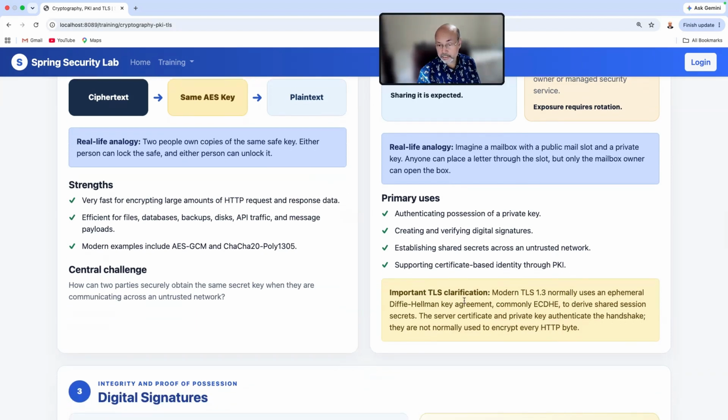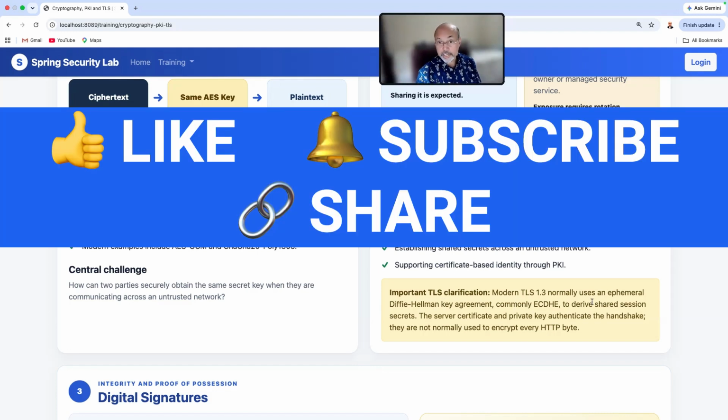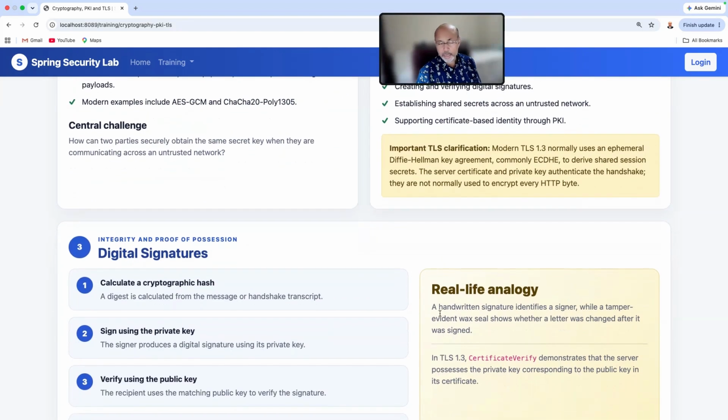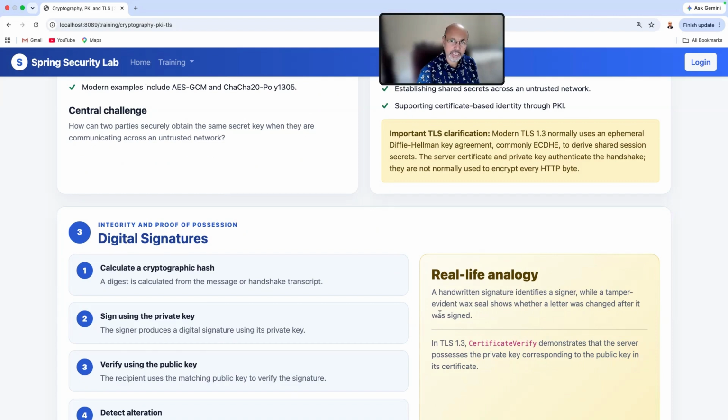Important TLS qualification: modern TLS 1.3 normally uses an ephemeral Diffie-Hellman key agreement, commonly ECDHE, to derive shared session secrets. Not very important. Let's go down. I believe we have 9 minutes of video. Let's stop here, and then in the next video we will continue from the digital signature.